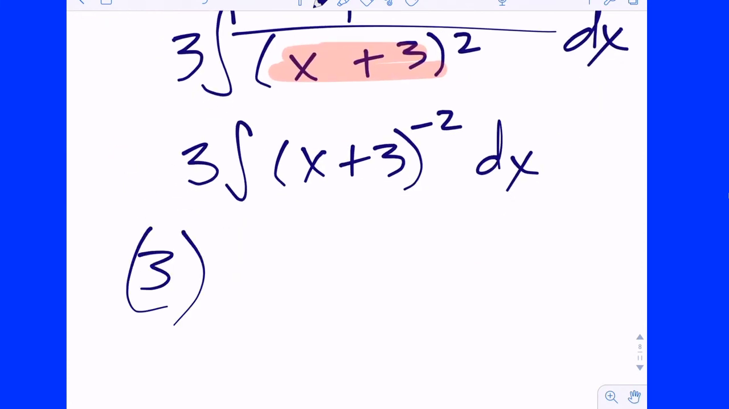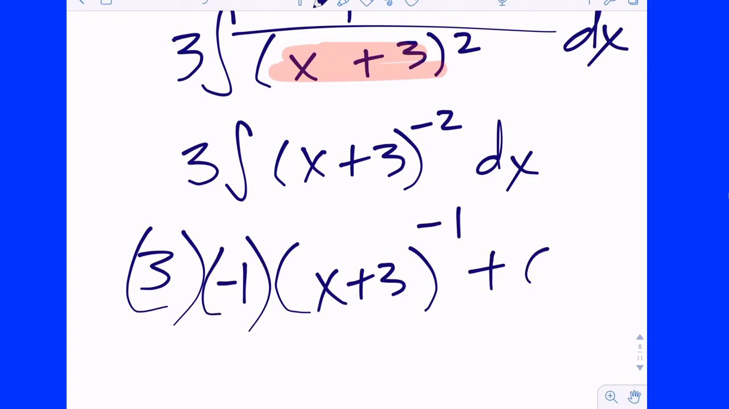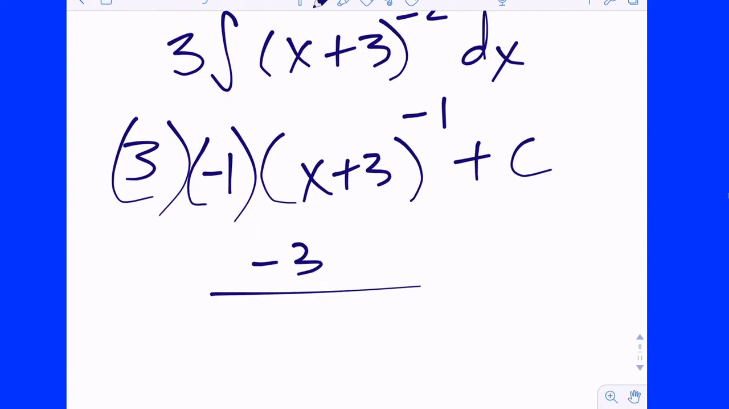So here we go. We're not off by anything, but it's a power rule. So blob to the negative second becomes blob to the negative first. And then we divide by negative 1, which is the same as multiplying by negative 1, plus c. And then we simplify it: negative 3 over x plus 3, plus c, and we are done.